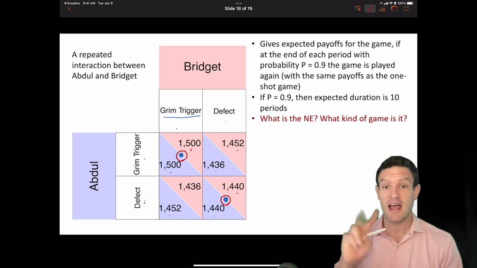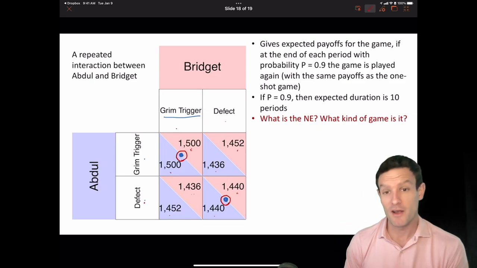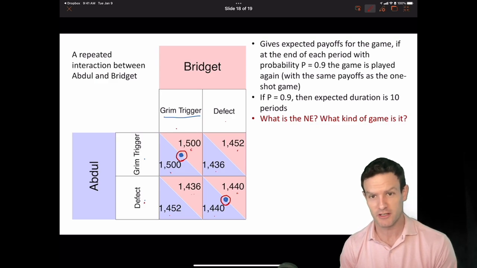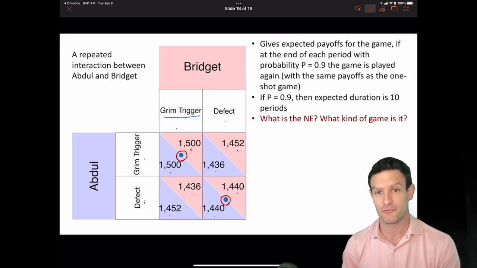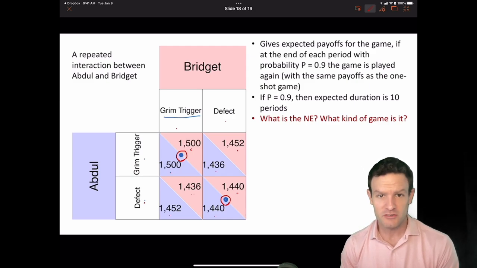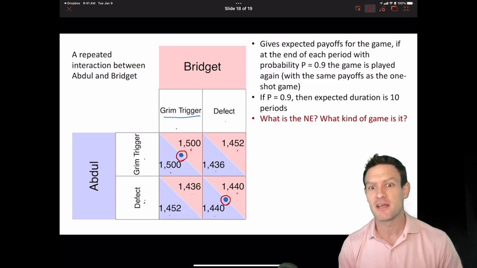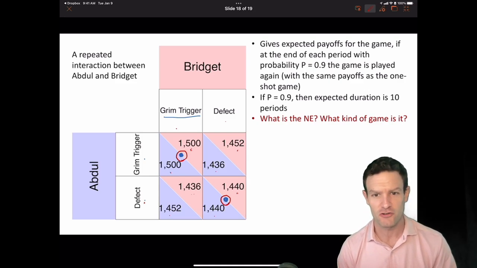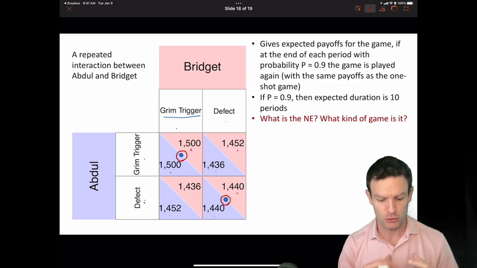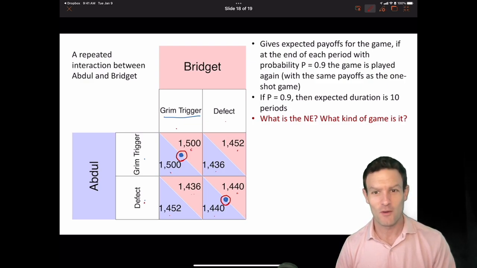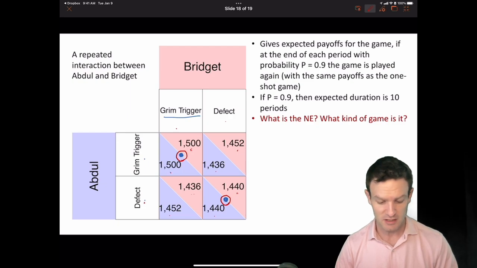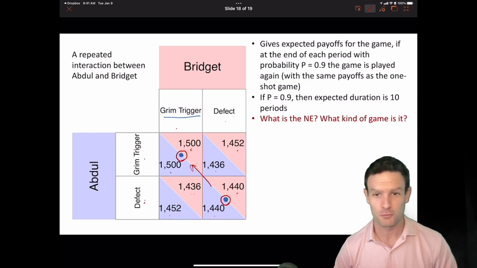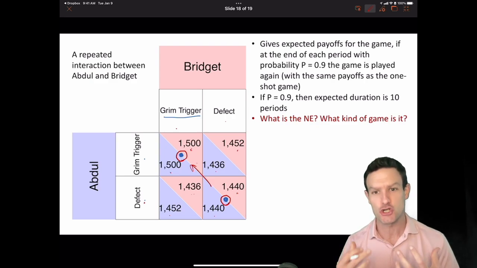So there are 2 Nash equilibria in this game. The one Nash equilibrium is Grim Trigger, Grim Trigger. The other Nash equilibrium is Defect, Defect. Now with this, we've also got 2 Nash equilibria, and one of them is Pareto superior to the other one. So Grim Trigger, where they're both getting payoffs of 1500, that's Pareto superior to Defect, Defect, where they get 1440 and 1440. So this one being Pareto superior means that we have an assurance game.